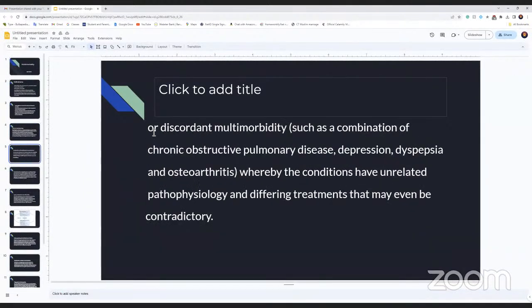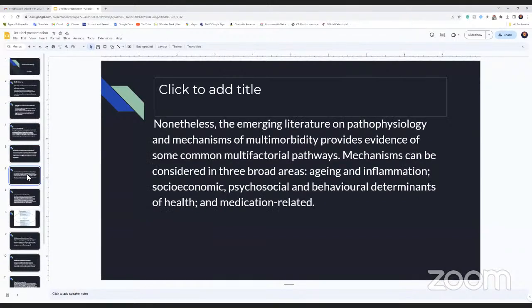Also, we have discordant multimorbidities, such as a combination of chronic obstructive pulmonary disease, depression, dyspepsia, and osteoarthritis, whereby the conditions have unrelated pathophysiology and different treatment, and they may even be contradictory. Nonetheless, the emerging literature on the pathophysiology and mechanism of multimorbidity provides evidence of some common multifactorial pathways. Mechanisms can be considered in three broad areas.